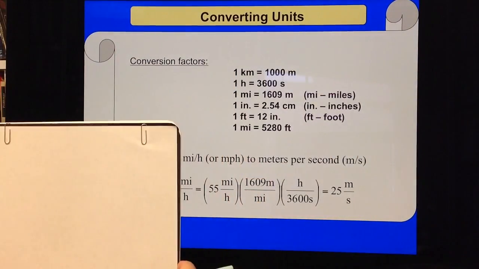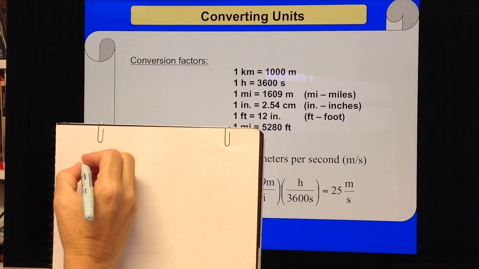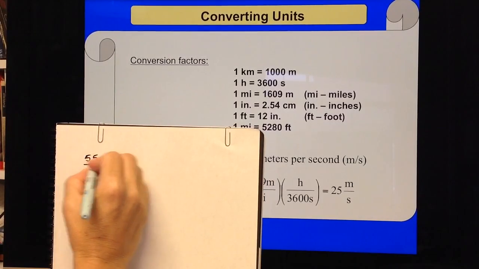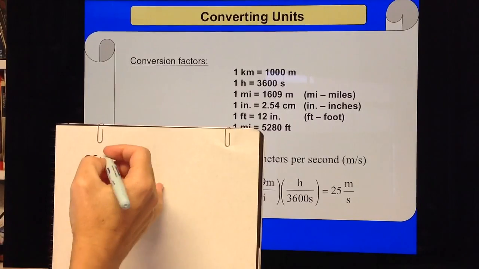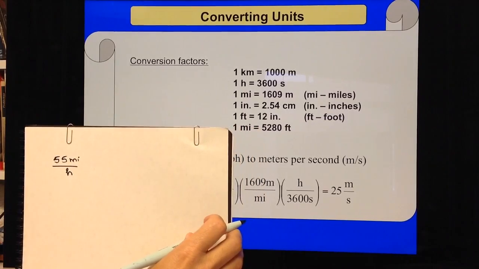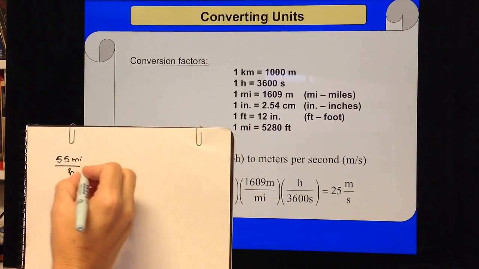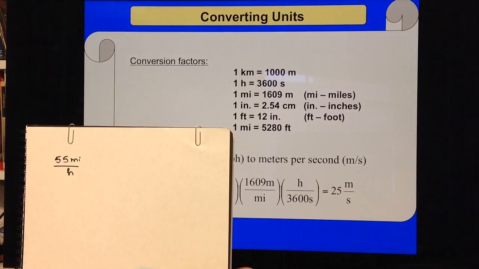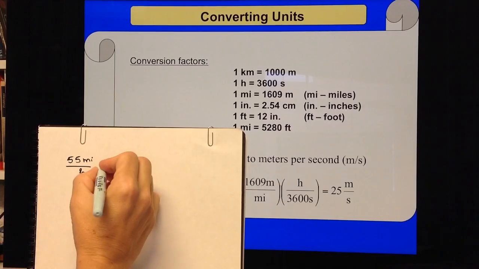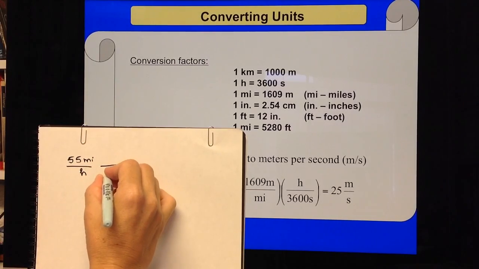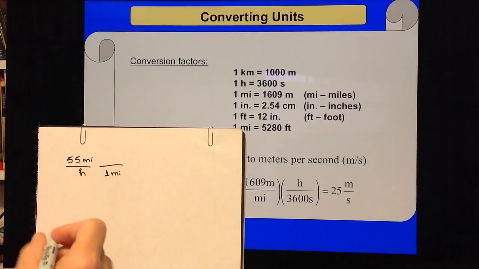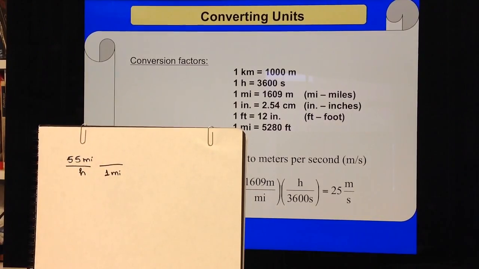Okay, so let me write the number here. The number is 55 miles per hour. I want to get rid of the mile. How am I going to get rid of the mile? Well, to get rid of that, let me put this a little closer to the right. So to get rid of the mile, I'm going to put this mile below here, 1 mile. Okay? Because I want to cut them. I want to cut the mile from my number.